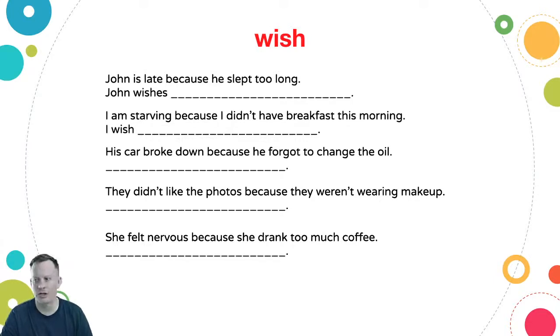V says John wishes didn't sleep too long. You're thinking didn't sleep, which is what we did for the present, but he's late because in the past he slept too long. And remember, when we use wish in the past, we need to use the past perfect construction, that had plus the participle. The had plus the participle will get us what we need. So maybe try the first one again, V.